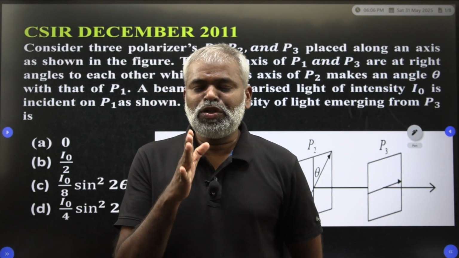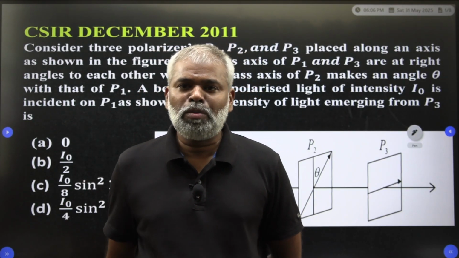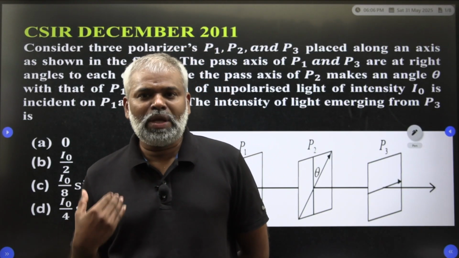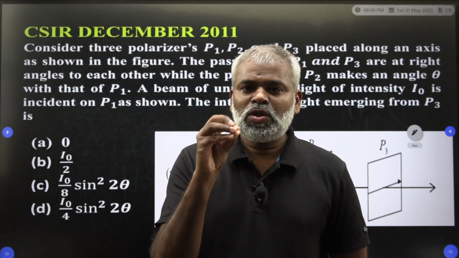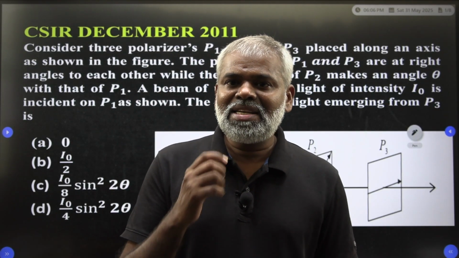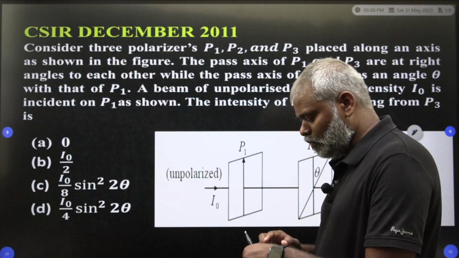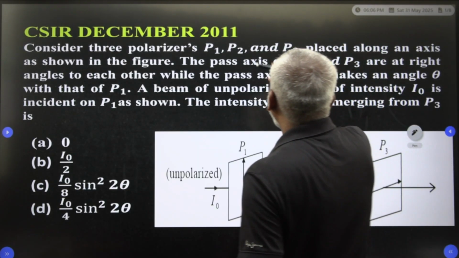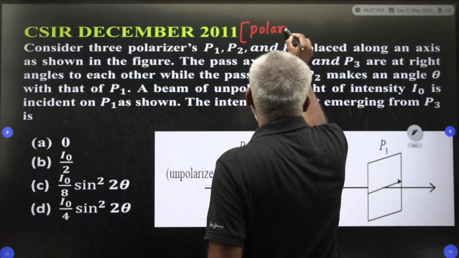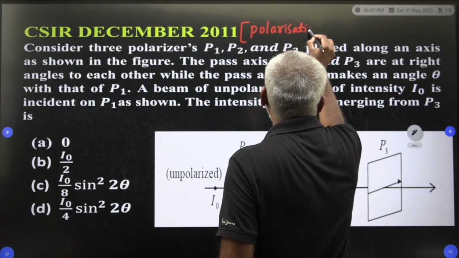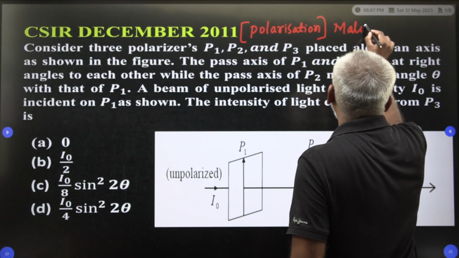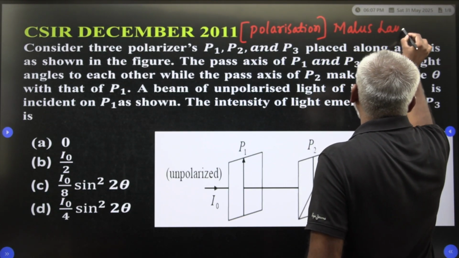In this video, we are going to discuss one more important electromagnetic theory question, from optics only. This optics belongs to electromagnetic theory, right? So that is the polarization question. This question was asked in CSIR December 2011. This question belongs to polarization, or Malus law, right?